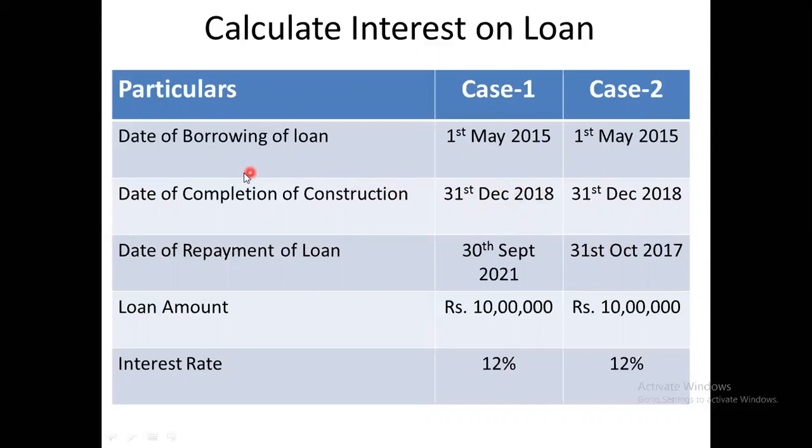In other words, the date of borrowing of loan, the date of completion of construction, the loan amount, and the interest rate remain the same under case 1 as well as case 2. However, they differ in terms of the date of repayment of loan. So therefore, let us look at how an interest on loan is calculated under these two cases.